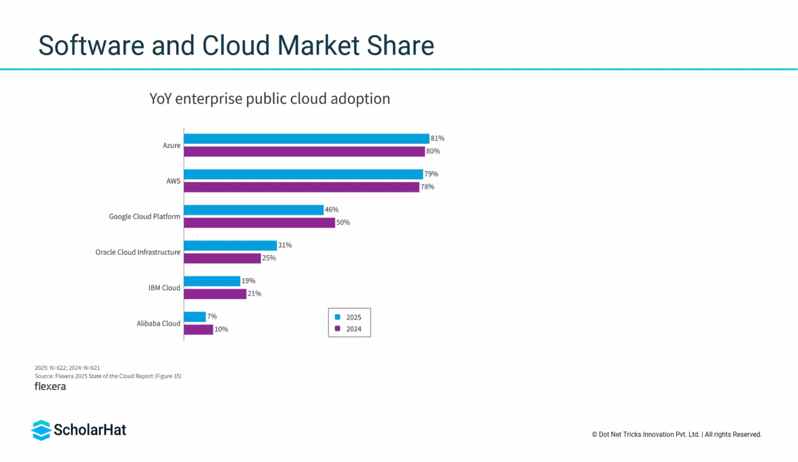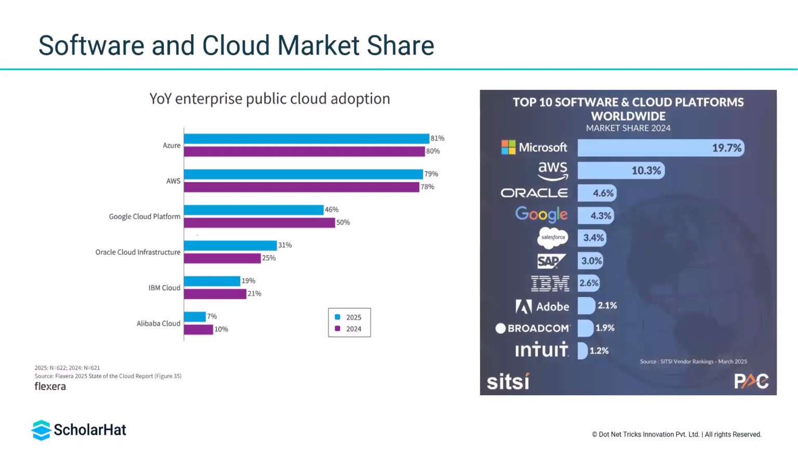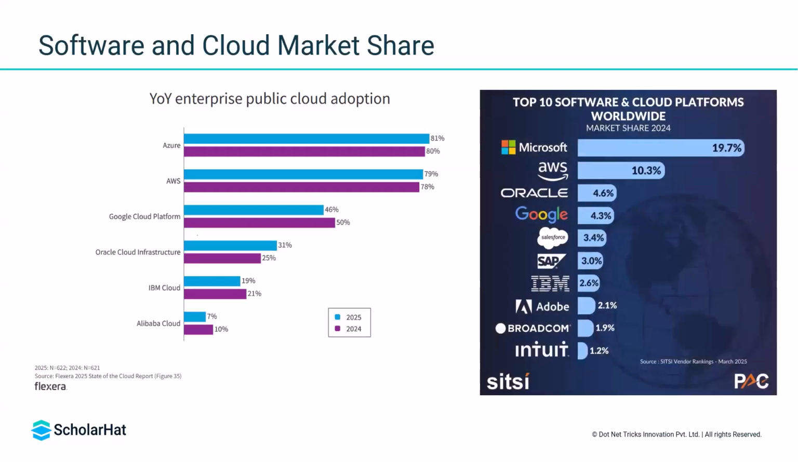And this domination will help them in Azure AI as well, because when it comes to AI, this domination will help them. Then when it comes to software and cloud development companies across the globe, Microsoft has a 97% share, AWS has 10%, Oracle has 4.6, and Google has 4.3.